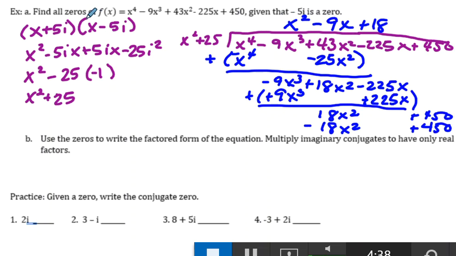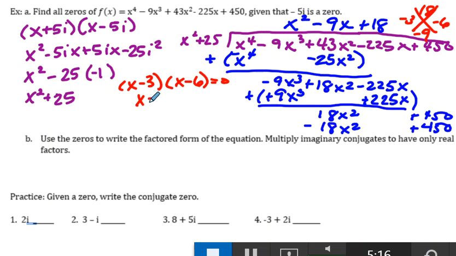Now I need to find the zeros. So you can find the zeros of x squared minus 9x plus 18 by factoring or with the quadratic formula. So I'm going to try to factor. I need two numbers that multiply to give me 18 and add to give me negative 9. So those numbers would be negative 3 and negative 6. So the factors are x minus 3, x minus 6, and those would give me the zeros of x equals 3 and x equals 6.